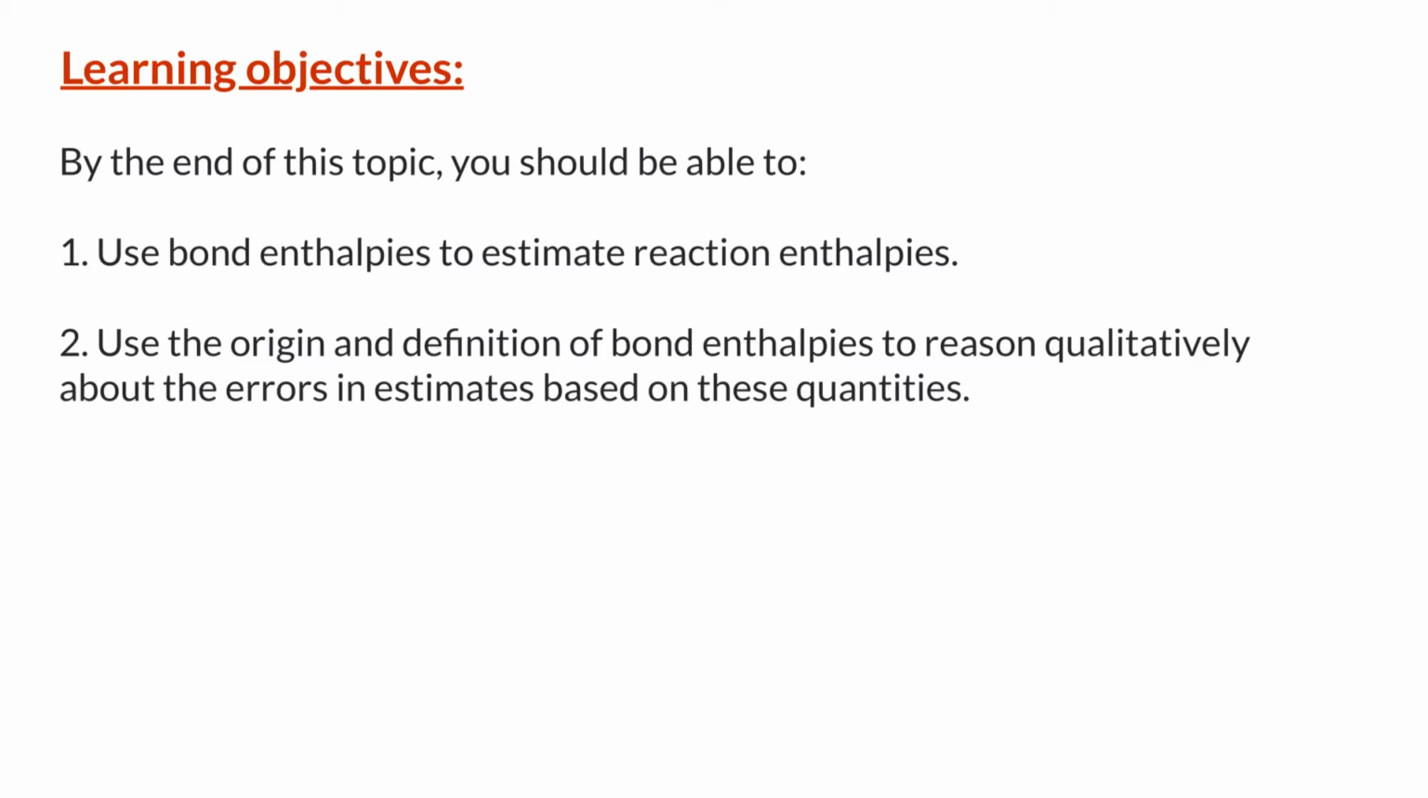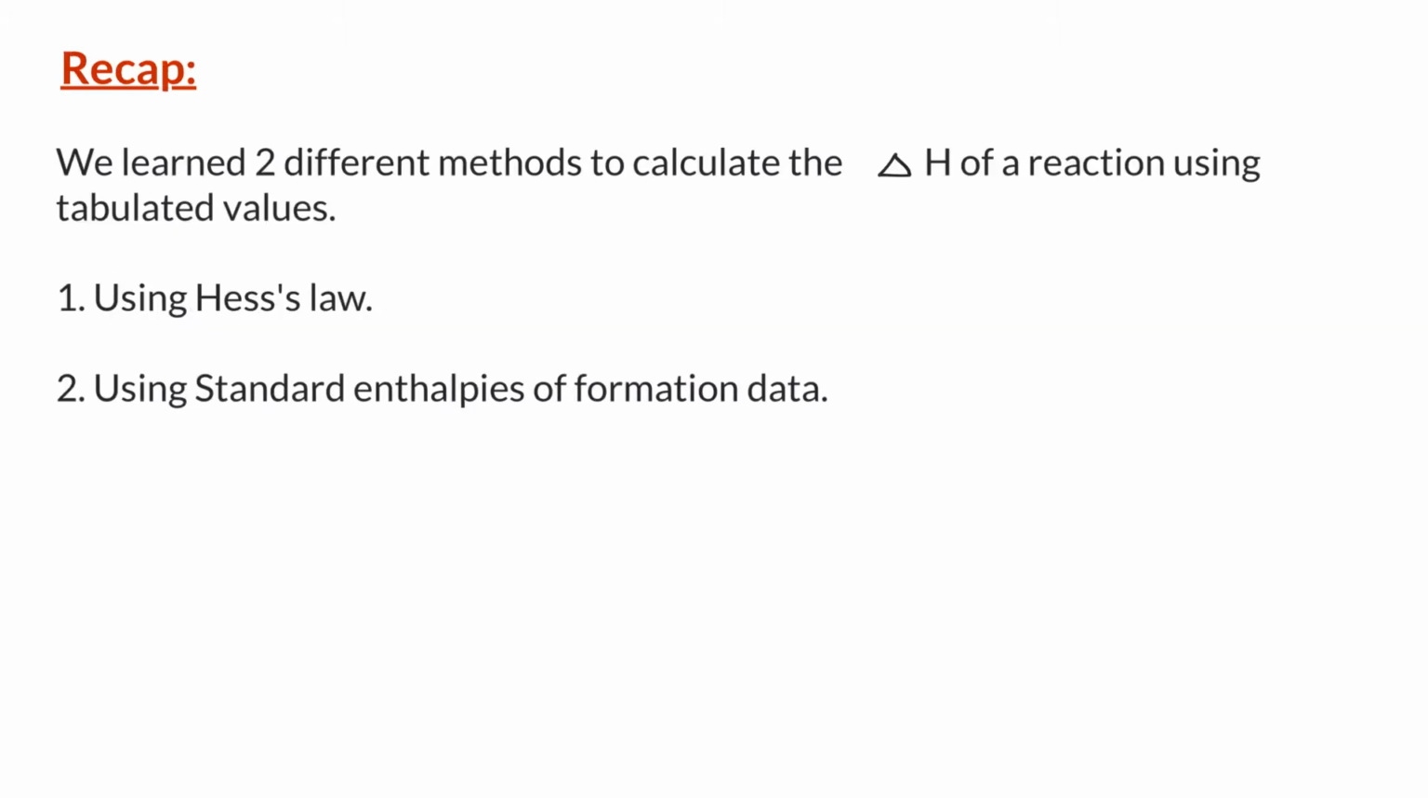Hello everyone. In this video, we will learn to use bond enthalpies to estimate the enthalpy change of a reaction, and to use the origin and definition of bond enthalpies to reason qualitatively about the errors in the estimates based on these quantities. In the previous videos, we learned two different methods to calculate the delta H of a reaction using tabulated values. One is by using Hess's law, and the second one by using standard enthalpies of formation data.